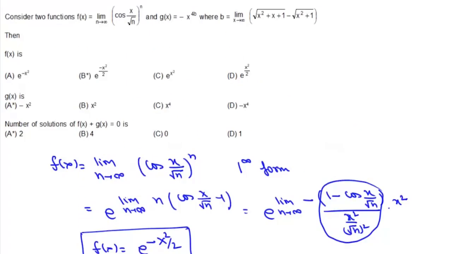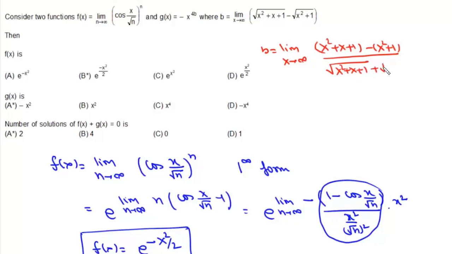Now we are given another function which is g(x), and g(x) is minus x to the power 4b, where b is this limit. So we'll solve this limit. b is this limit x tends to infinity. Now we'll rationalize it. If we rationalize it, we'll write x square plus x plus 1 minus x square plus 1 upon under root of x square plus x plus 1 plus under root of x square plus 1. Now this x square will cancel. This 1 will also cancel. Now the highest power in the numerator is x, and in the denominator it is also x. So the value of this limit is 1 by 2.